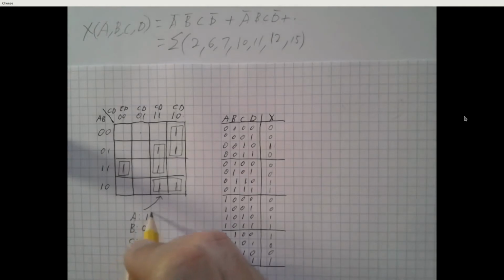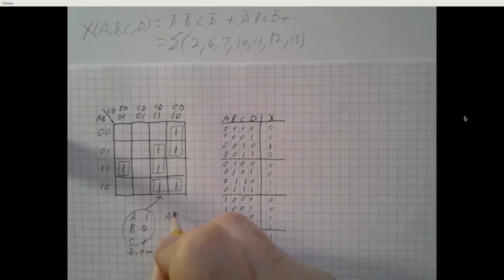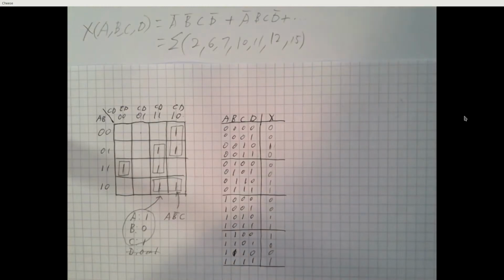And now we write something that looks like a minterm corresponding to these three values. So since A is 1, we write A. Since B is 0, we write B bar. Since C is 1, we write C. This product term corresponds to that rectangle. Alright, and we keep doing this.